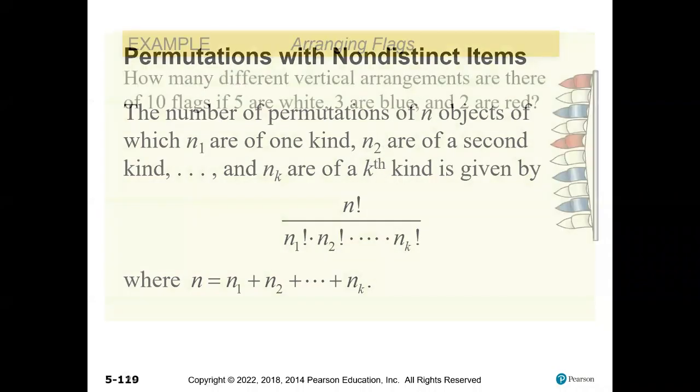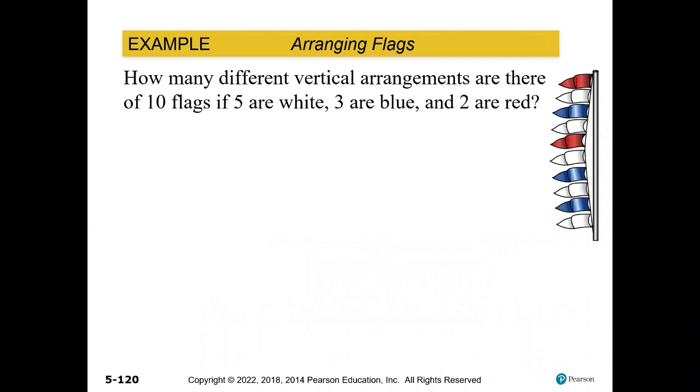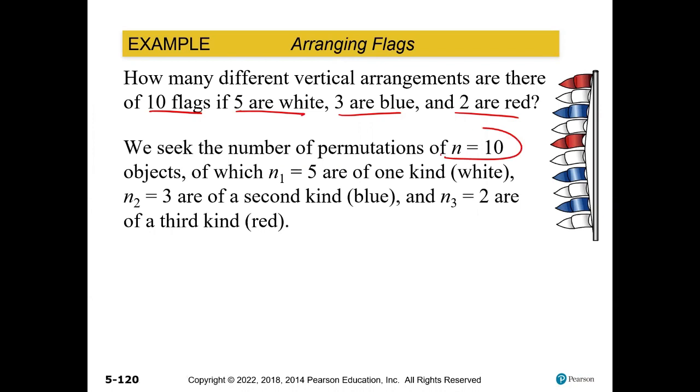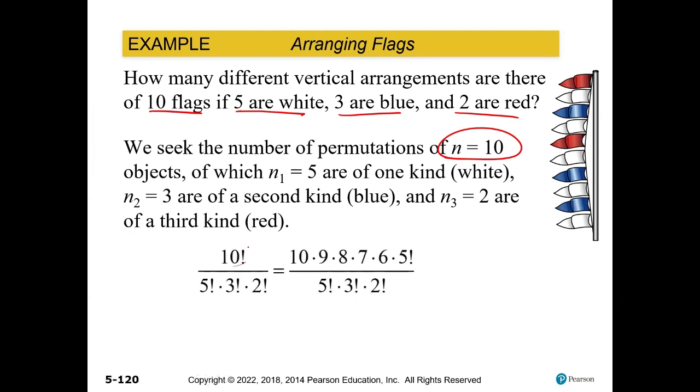We'll do another example here. How many different vertical arrangements are there of 10 flags? So 10 total flags, knowing we have 5 white, 3 blue, and 2 red. We have non-distinct items, 10 total. 5 are white, 3 are blue, 2 are red. We start with 10 factorial on top, and then the number of whites, blues, and reds in their factorials. And we will get our answer.